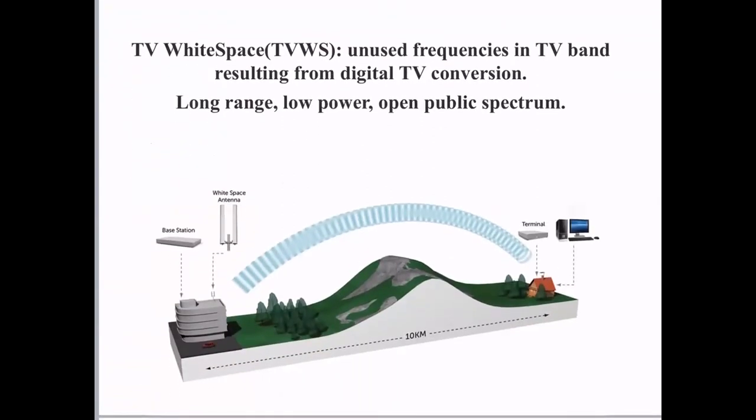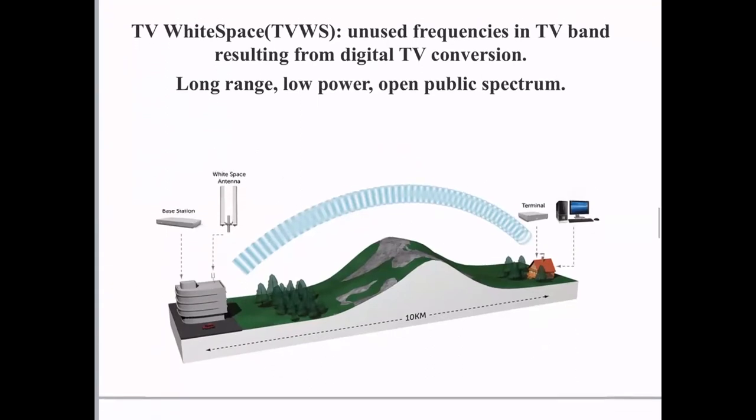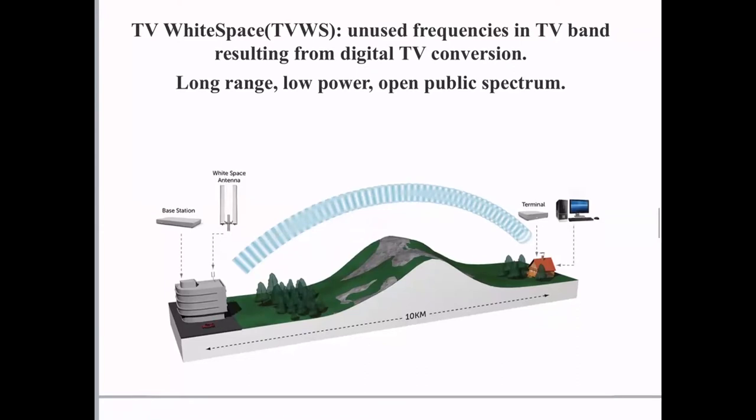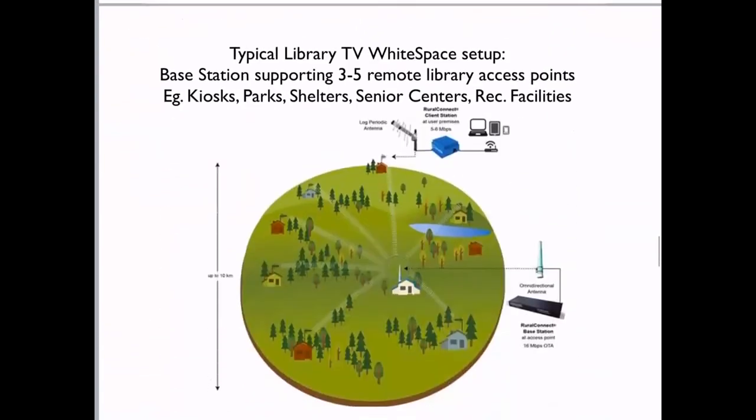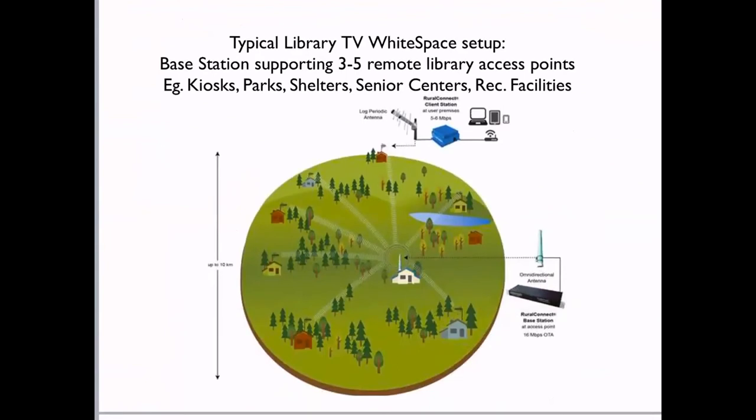Basically, these TV frequencies are tolerant to not only distances, but obstructions. They can pass around buildings, over hills. And that's the basic setup. You've got a base station, as Lisa showed, at the library, and then you have a remote unit somewhere, a remote TV white space radio equipment that then is connected to a standard Wi-Fi router to create a regular hotspot. The general setup looks something like this.